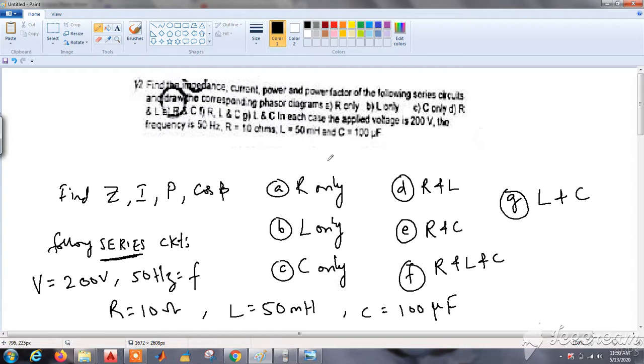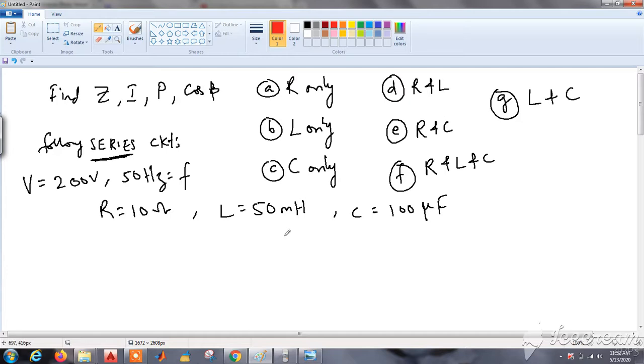Seven cases are given, consisting of only R, L, C, then RL, then RC, then RLC, and the last one is LC. The supply voltage is given as 200 volts, 50 hertz, and the values of R, L, C are given as 10 ohms, 50 millihenry, and 100 microfarad. Now let us first convert L and C into XL and XC.